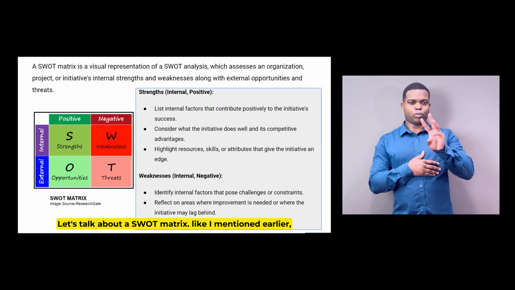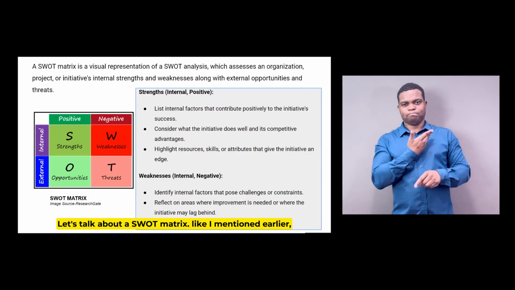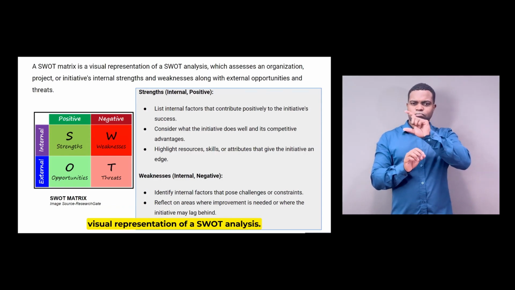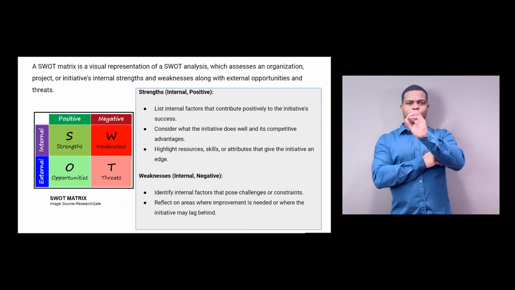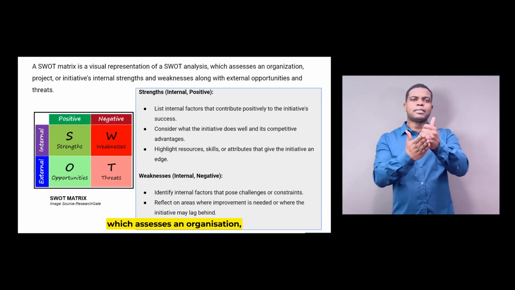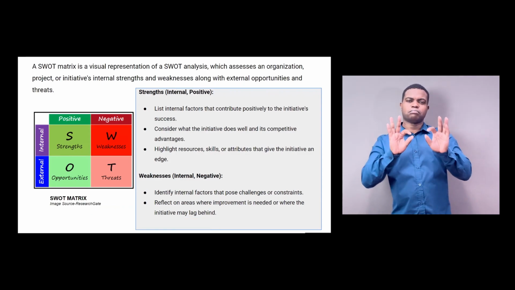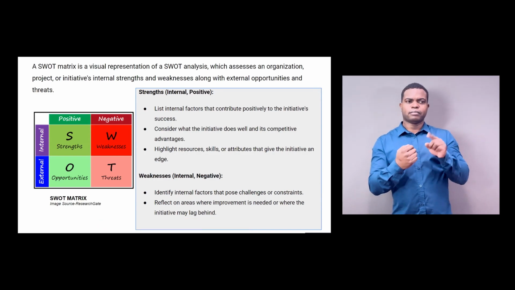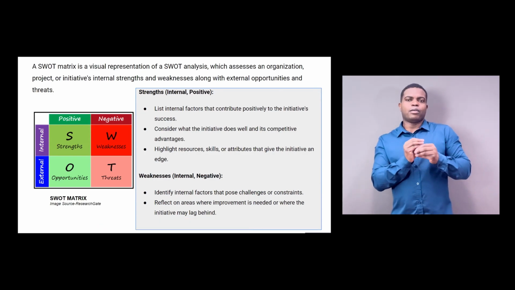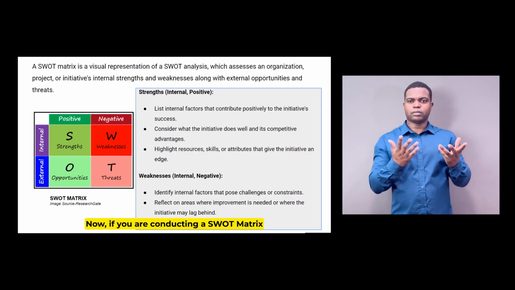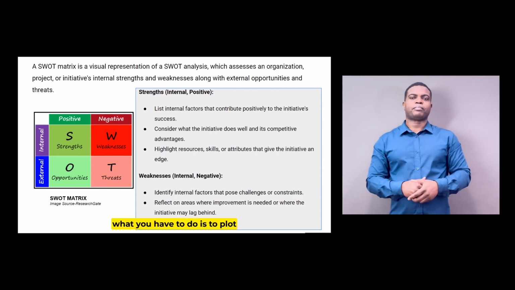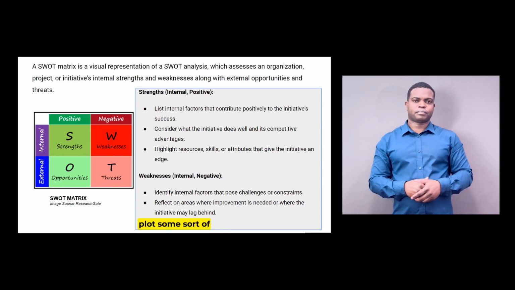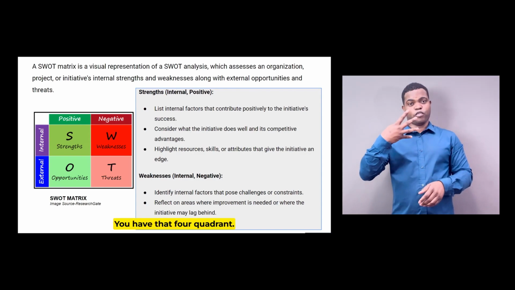Let's talk about a SWOT matrix. Like I mentioned earlier, a SWOT matrix is a visual representation of a SWOT analysis, which assesses an organization, project or initiative's internal strengths and weaknesses, along with external opportunities and threats. Now, if you are conducting a SWOT matrix, what you have to do is to plot some sort of quadrants. You have that 4 quadrants.